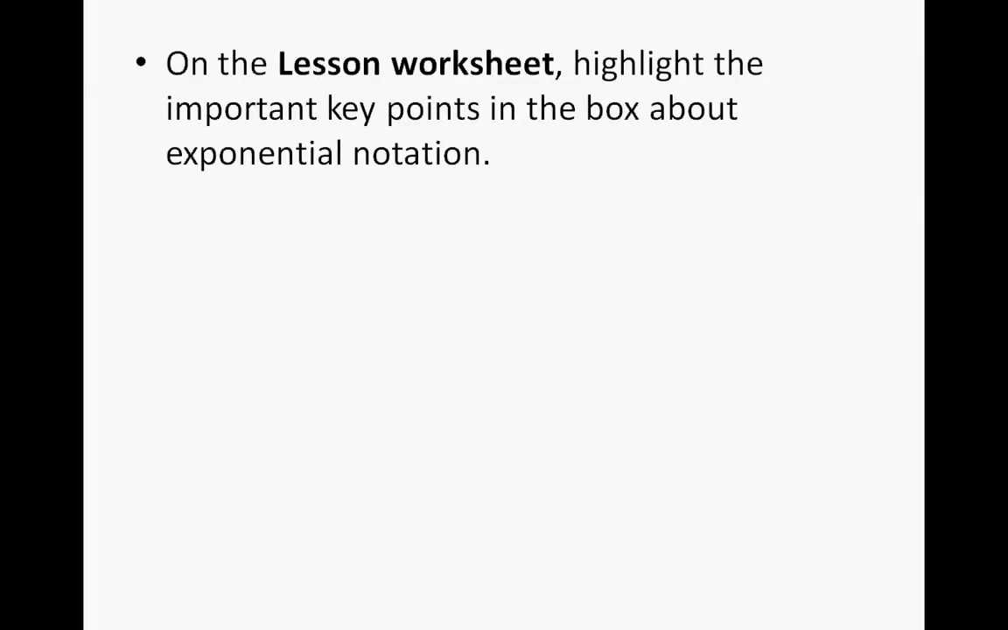Alright, so now let's get to your lesson worksheet. What I'd like you to do is take out your highlighter and then highlight the important key points in the box about exponential notation. You will want to reread this and study it and be able to say it from memory because these definitions are going to be important.